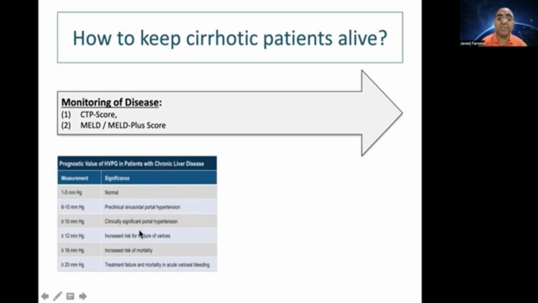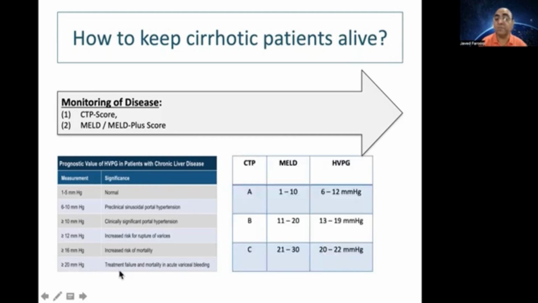Then another concept is the hepatic venous pressure gradient. We don't measure these parameters clinically in the patient, but the concept should be known. If the gradient is 1 to 5, it's normal portal pressure. 6 to 10 is preclinical sinusoidal portal hypertension. 10 or more is called clinically significant portal hypertension. More than 12 is increased risk for rupture of the varices. More than 16 is increased risk of mortality. And more than 20 means treatment failure, and we'll be unable to control these patients.